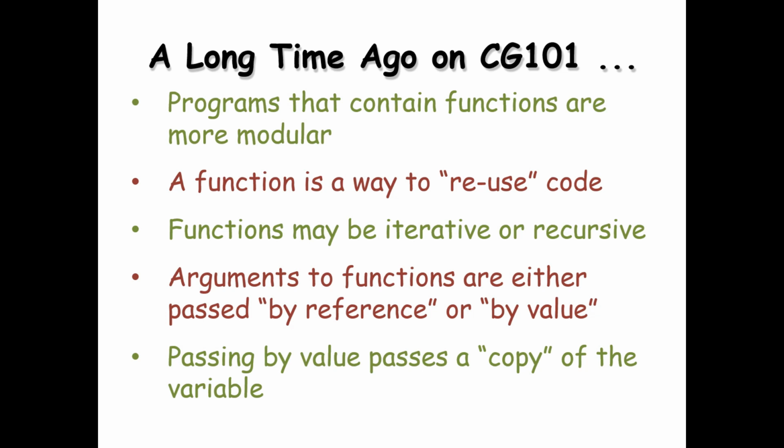We also discussed how arguments are passed to functions, and this can be done either by reference or by value. Passing by value means that a copy of the variable is sent to the function, while passing by reference means that the function gets direct access to the variable itself.